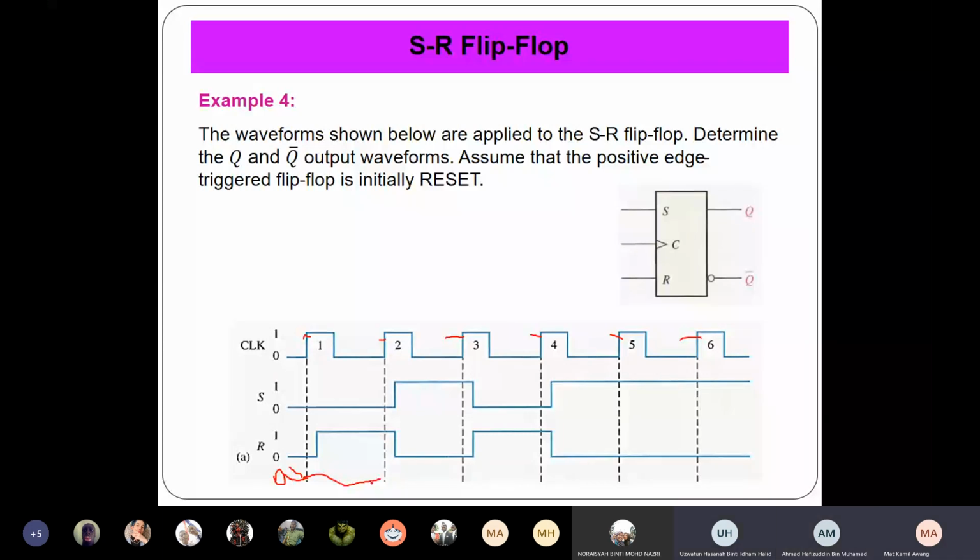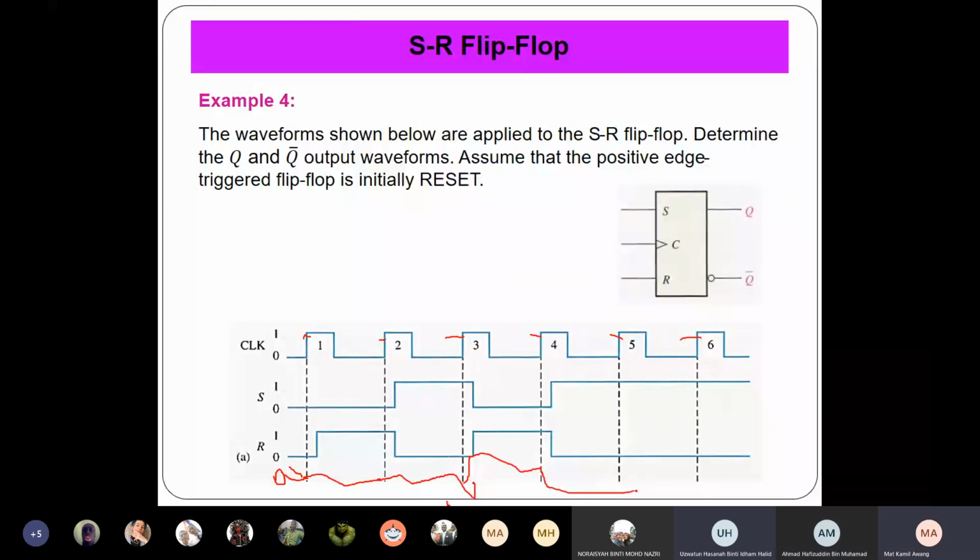So if it's reset, Q equals 1 or 0? 0. So continue until here. Sorry, my hand is not stable enough. So it's 0, right? From here, if it's 0, then this one is S is 1, R is 0, and the clock is triggered. So what happened? It goes set, Q goes high to 1, until here, right? Then what happened here? Reset. So it resets, goes to Q 0, until here.